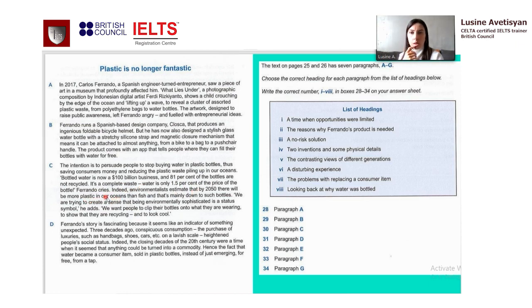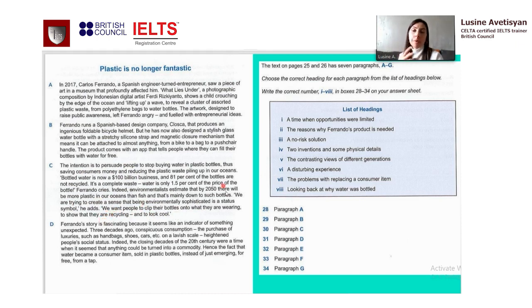Okay, we go inside. Ferrando cries. Indeed, environmentalists estimate that by 2050 there will be more plastic in our oceans than fish, and that's mainly down to such bottles. We are trying to create a sense that being environmentally sophisticated is a status symbol, he adds. We want people to clip their bottles onto what they are wearing and to show that they are recycling. So let's pay attention, guys. The intention is to persuade. We are trying to create. We want people to clip their bottles to show that they are recycling.